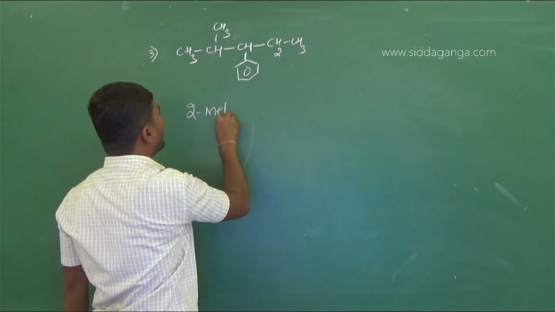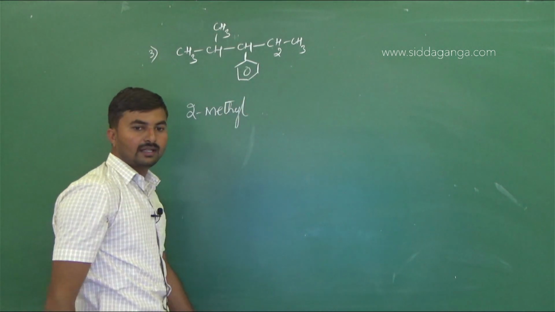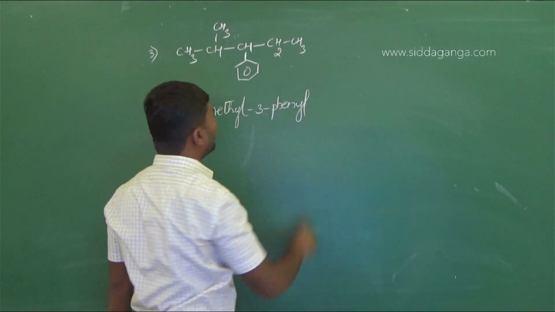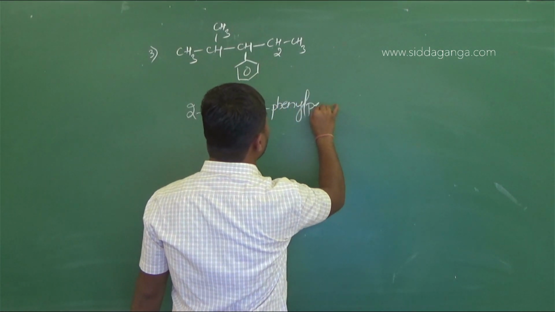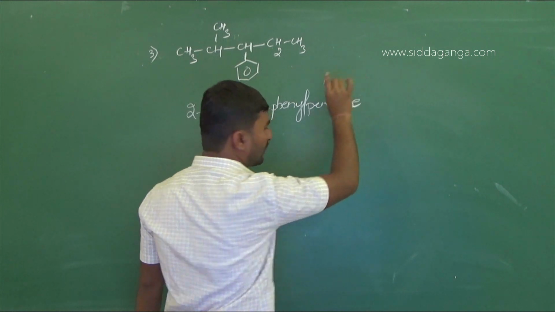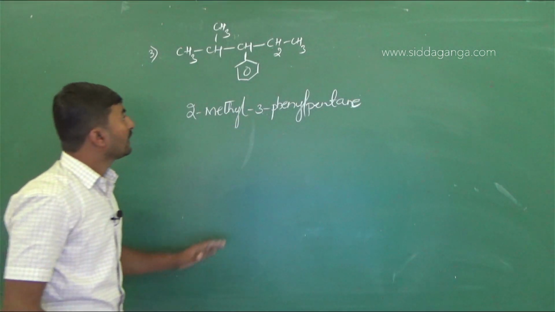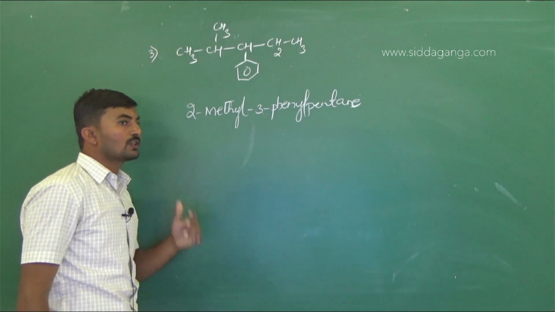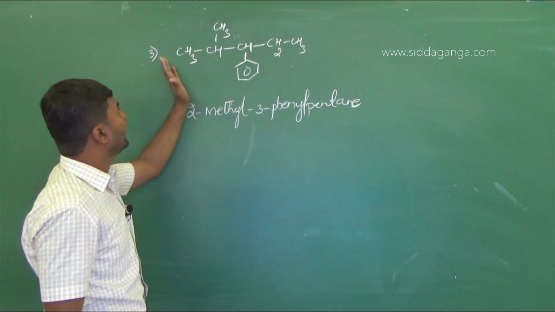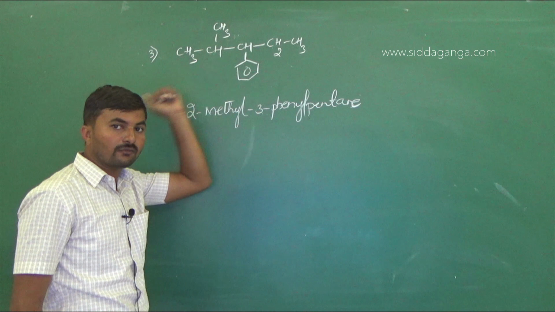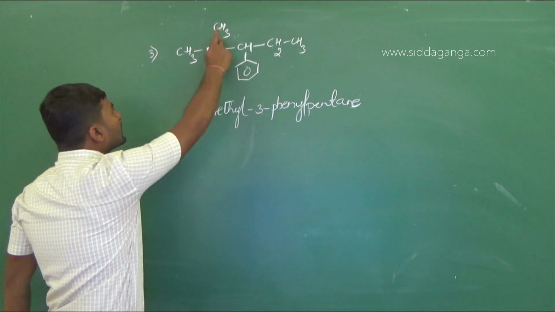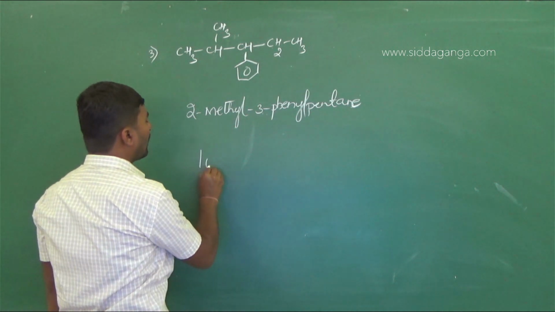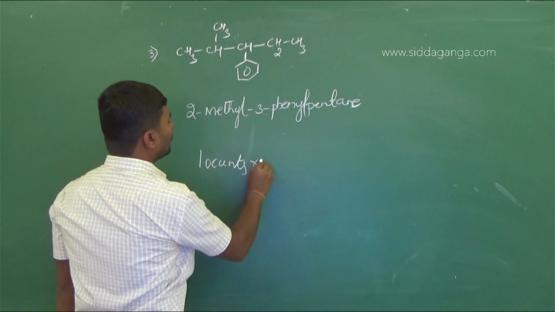What is the IUPAC nomenclature that they have given? 2 methyl 3 phenyl pentane. So we can start nomenclating this particular compound. Here we have two possibilities: either we give the numbers from left to right or from right to left. In case more than one substituent is present, we have to go through the sum of locants rule.